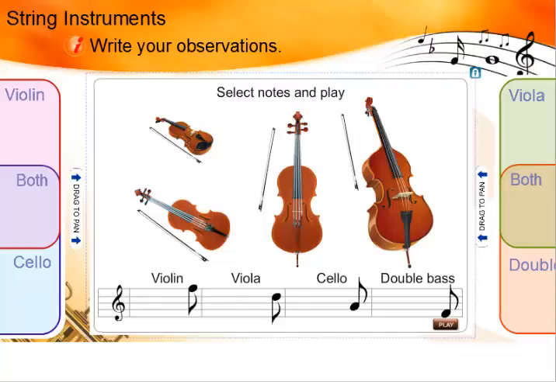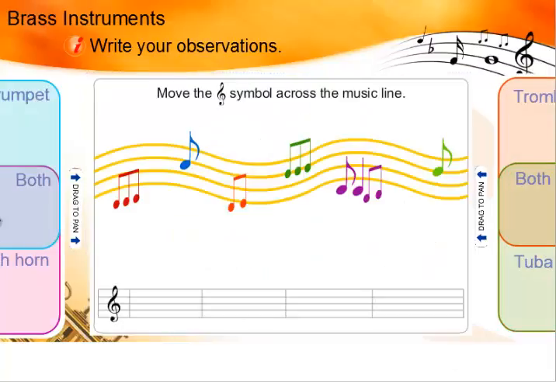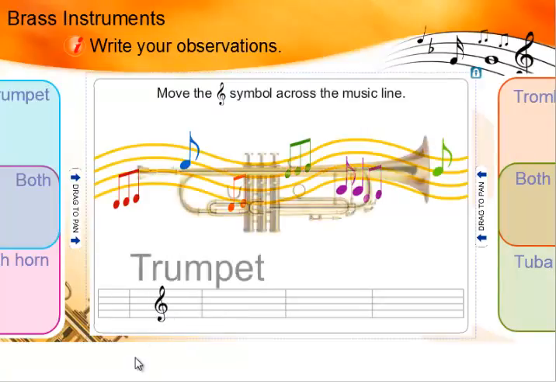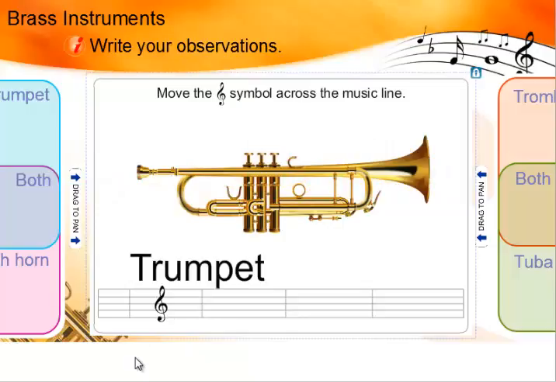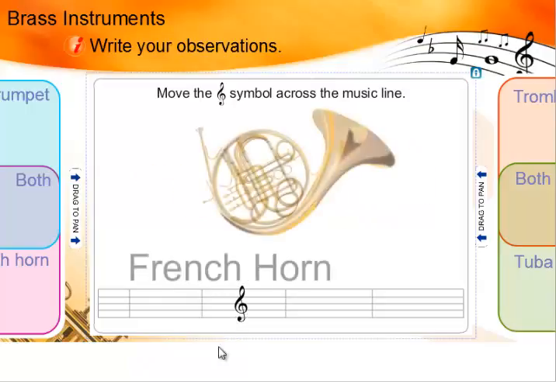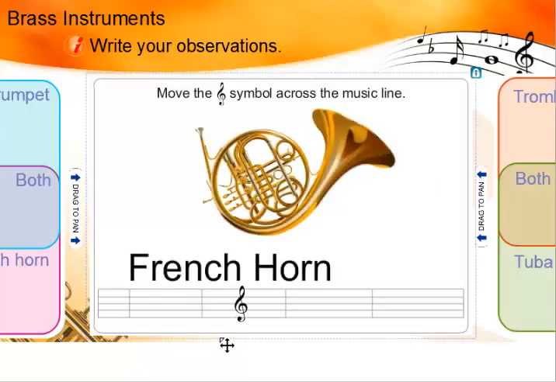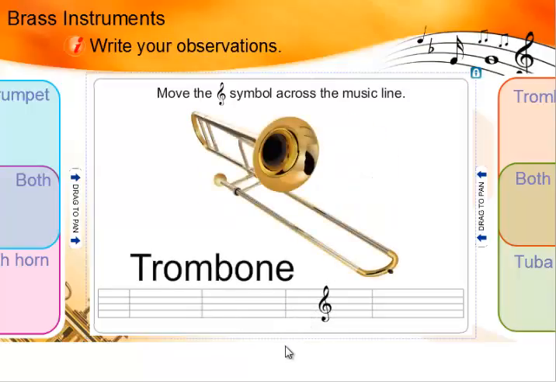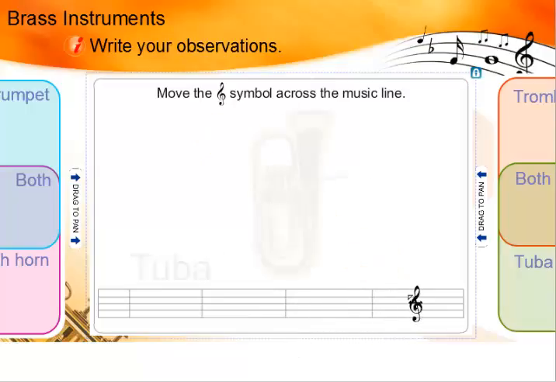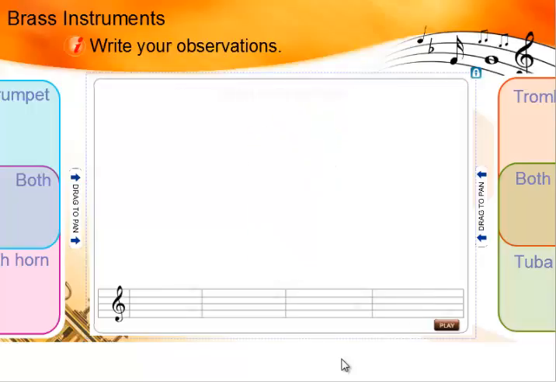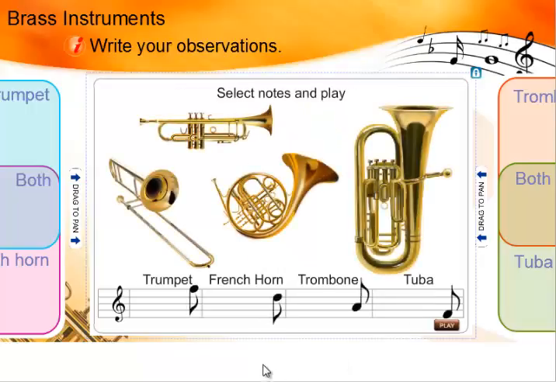Alright, let's move on to the brass instruments. Same concept applies, we simply move the treble clef sign across the staff. Here we go. So the highest brass instrument is a trumpet. The French horn, the trombone, and the tuba, which is extremely low. Alright, so the trumpet is the highest and the tuba is the lowest.